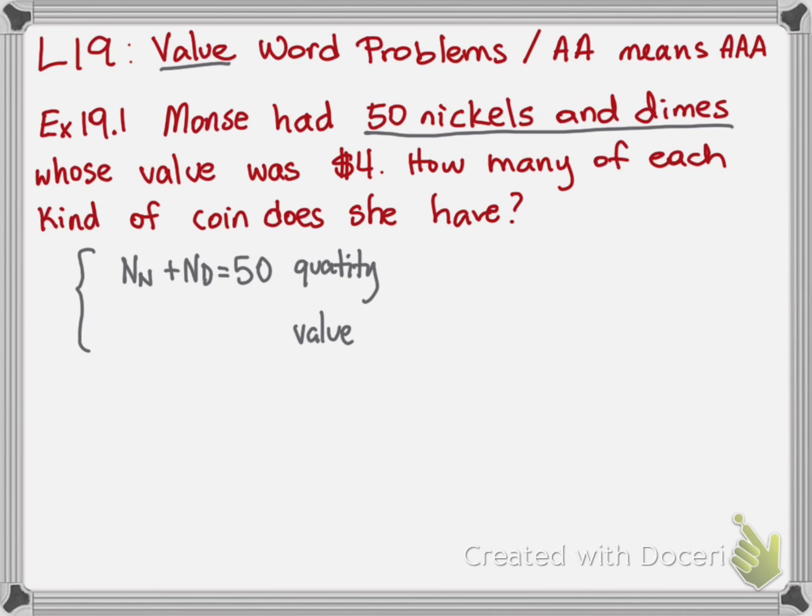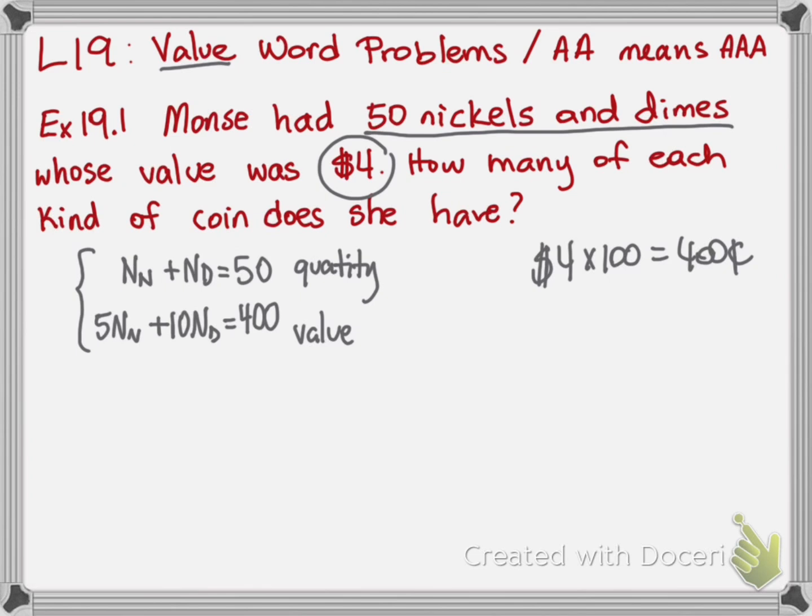So nickels are 5. So in front of the number of nickels, we're going to put 5 cents. Then dimes are 10 cents, so we're going to put a 10 in front of ND. And then we have the amount that is given. Notice that they give it to us in dollars, and we're working with cents. So instead of $4, we're going to put 400 cents. We multiply the $4 times 100 to get cents.